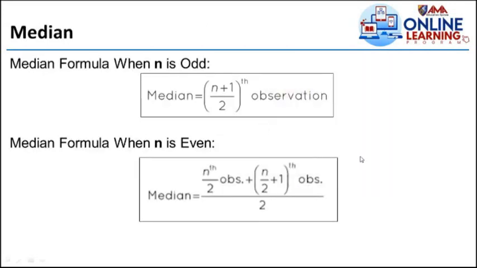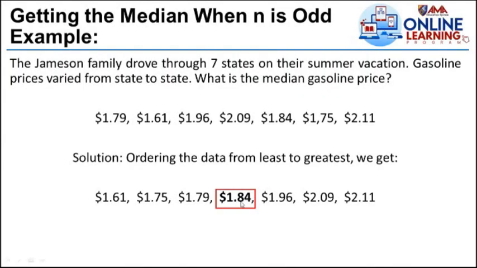So, median formula when n is odd. So, this is another formula, no? N plus 1 over 2 term, or the observation. Median formula when n is even. Okay, we already did this one, no? Kanina, no? Pero ginamit natin yung n plus 1 divided by 2. For the even numbers naman, or sets or elements, n divided by 2 observation plus n over 2 plus 1 observation, divided by 2. So, we're going to have that. Example.